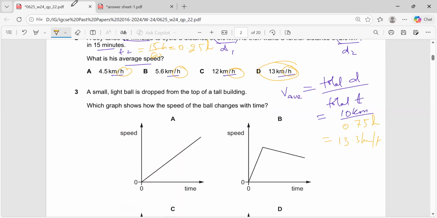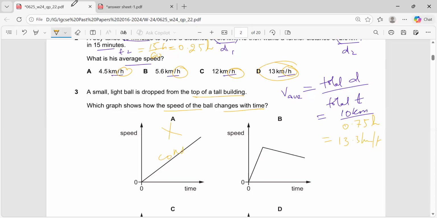Okay. A small light ball is dropped from the top of a building. Which graph shows how the speed of the ball changes with time? And nowhere is it mentioned that the air resistance is ignored. It means air resistance is there. So A cannot be the answer because there is air resistance, so it cannot go with constant acceleration.